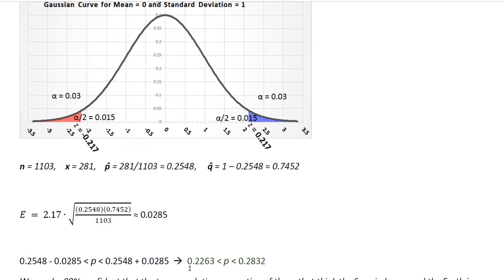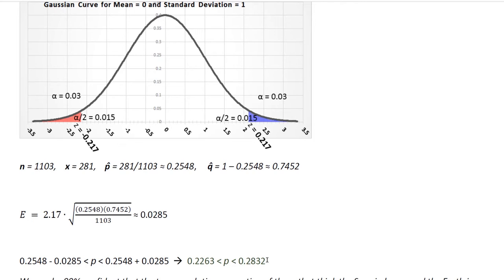Here is the formula for E with the parameters plugged in. This is what my confidence interval works out to be after I subtract my 0.0285, or my E, from p hat, which is shown over here, and when I add 0.0285 to my p hat, which is shown over here. When I do the simple arithmetic on that, I get a confidence interval of 0.2263 is less than the population proportion, which is less than 0.2832.